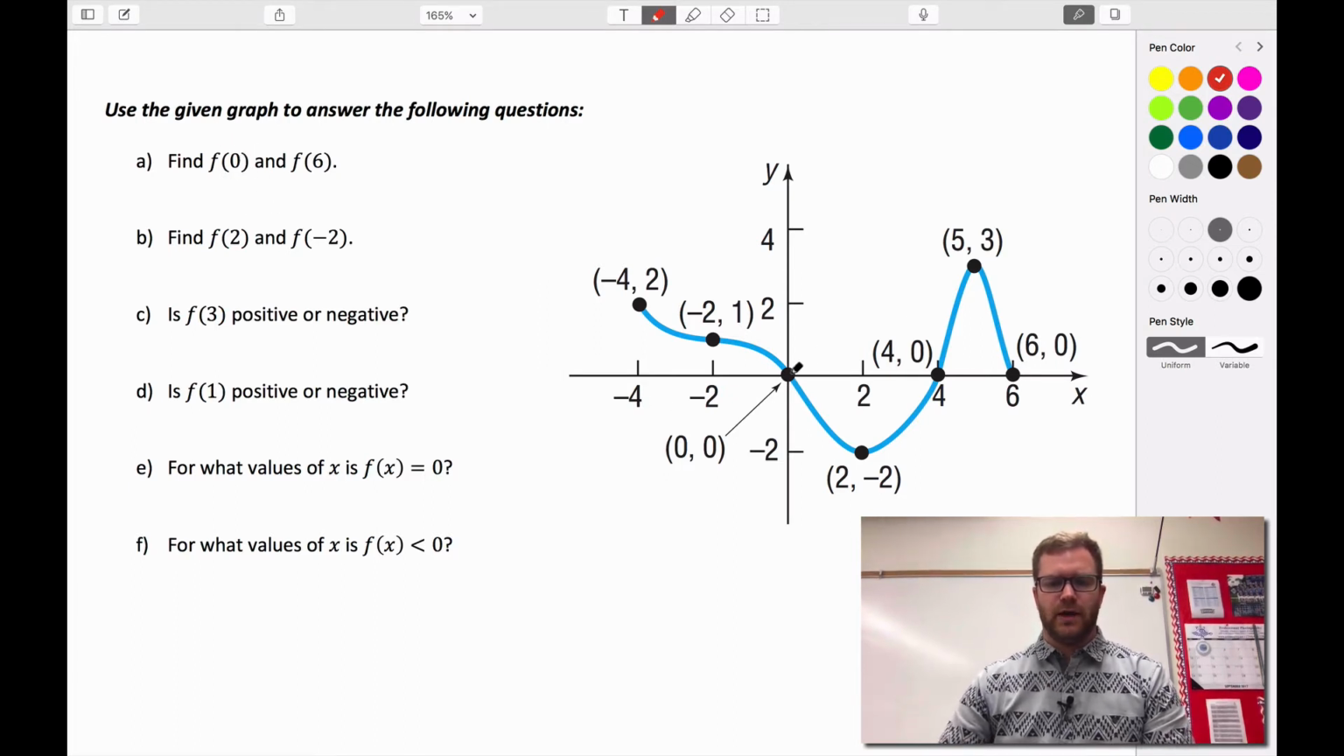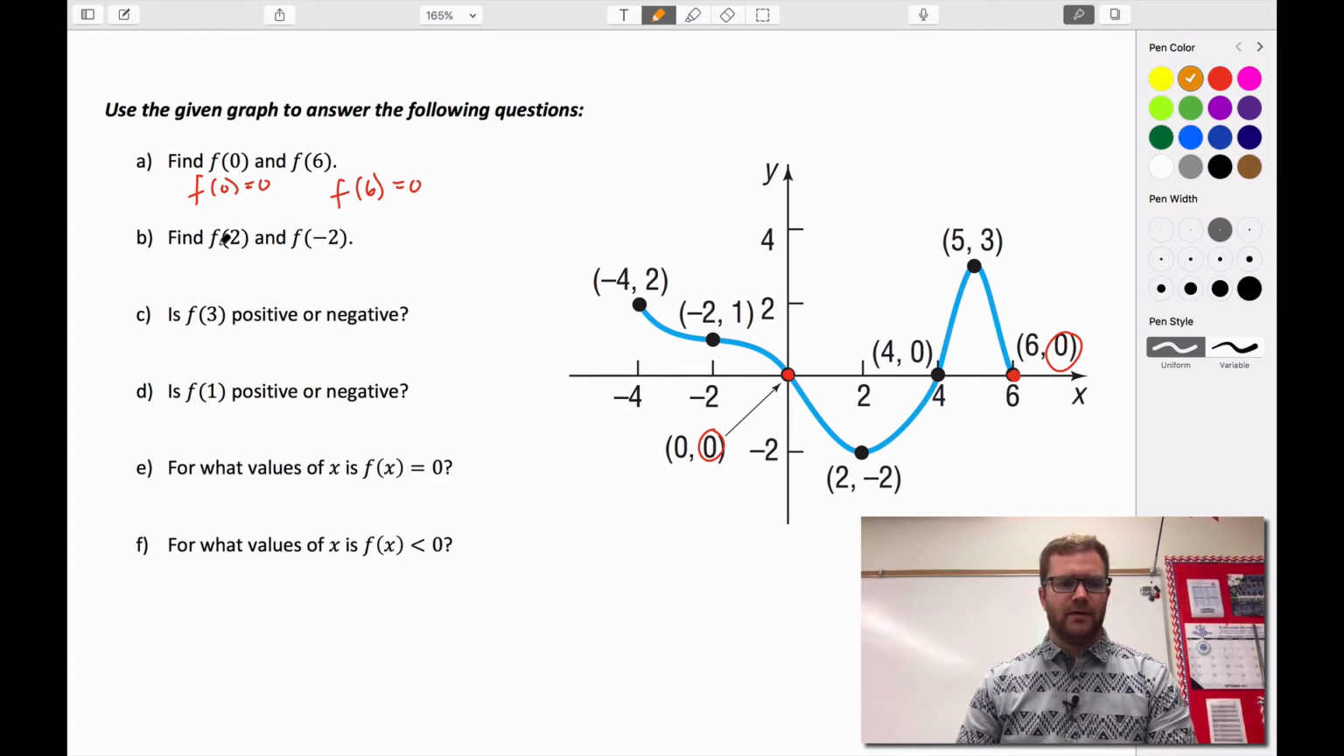So we go to where x is 0, we have this ordered pair here, and then the y value would be 0. So f of 0 is 0. And then similarly we do the same thing at 6. So go along the x-axis, come to where x is equal to 6. So we have this point here. And again, the y value is 0. So f of 6 is 0 as well.